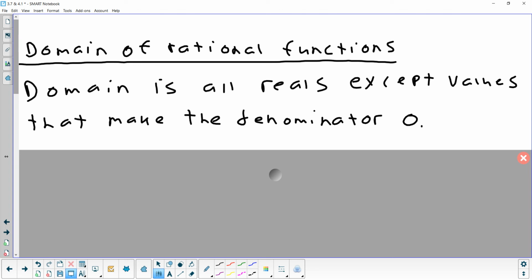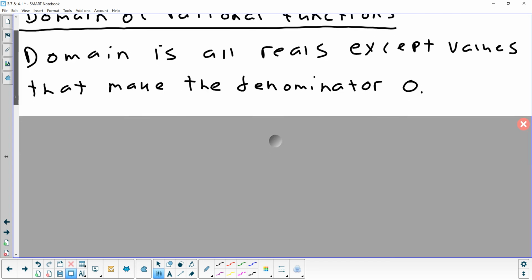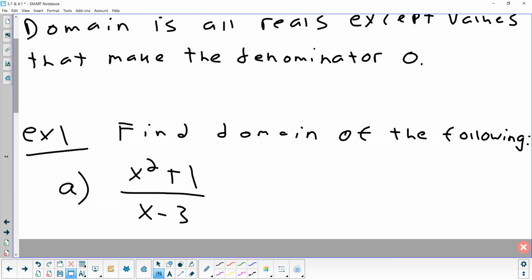Worst case scenario, you could have a cubic in the bottom, and then you have to use the rational root theorem to find a root, and then use synthetic division. So, that would be kind of the worst thing that could happen. So hopefully it's not that bad. So let's look at this one and see if we can find the domain. So what's the domain of this one?